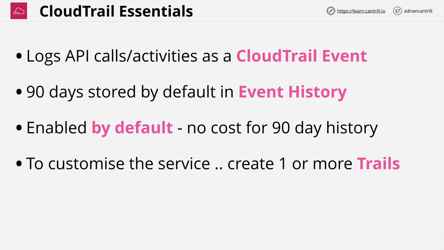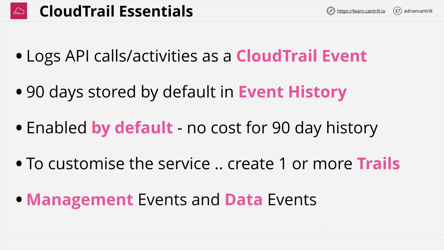Now, CloudTrail events can be one of two types. They can be management events or data events. Management events provide information about management operations that are performed on resources in your AWS account. These are also known as control plane operations. Think of things like creating an EC2 instance, terminating an EC2 instance, creating a VPC. These are all control plane operations.